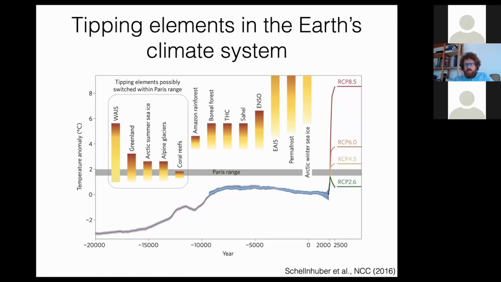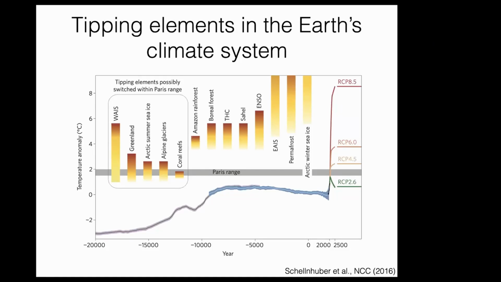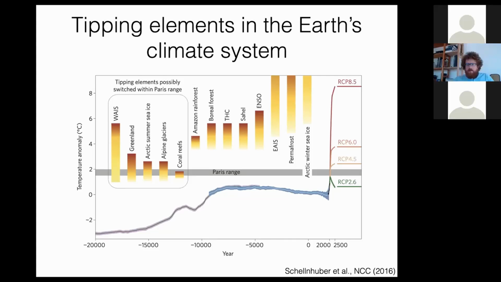And one interesting observation is that it seems that the locations of these tipping thresholds, particularly this first cluster of tipping elements that are possibly switched within the Paris range, might have actually influenced these discussions that have led to the Paris Agreement in the end. A lot of these threshold ranges really started already at 1 degree or a bit more of global warming, but certainly below 2 degrees and also below 1.5 degrees.